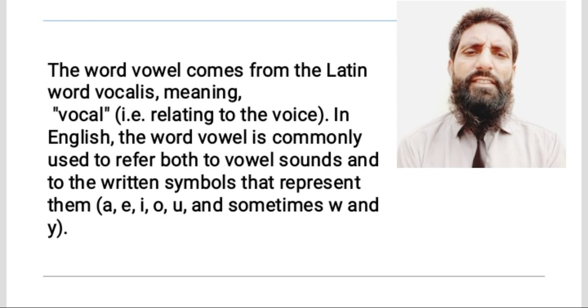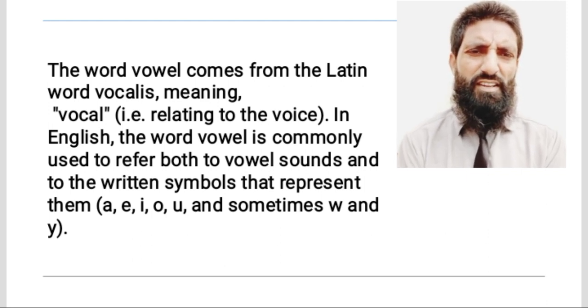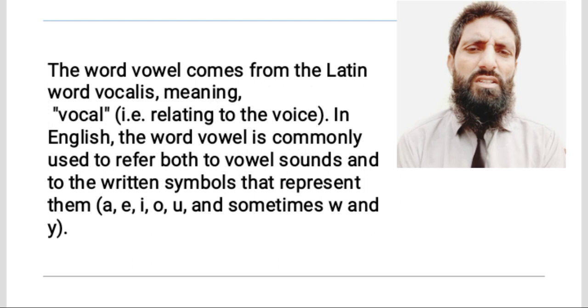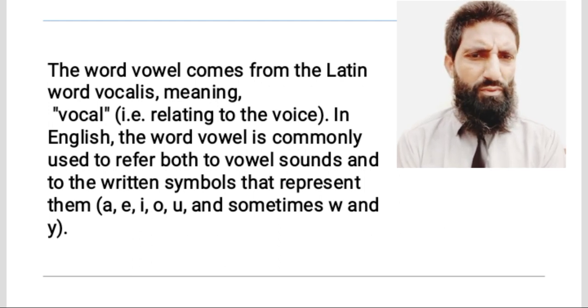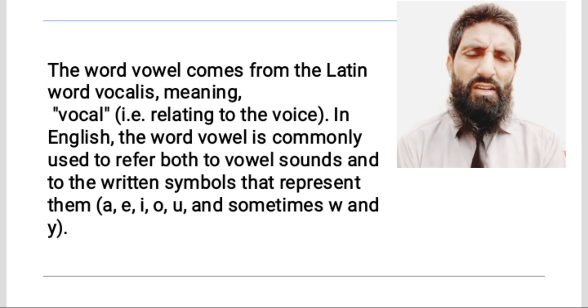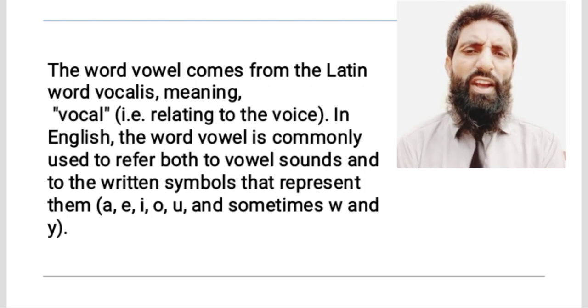The word vowel comes from the Latin word vocalis, meaning vocal. For example, it relates to the voice. Vocal is the production of sound through the vocal cords. In English, the word vowel is commonly used to refer both to vowel sounds and to the written symbols that represent them: A, E, I, O, and U, and sometimes W and Y.